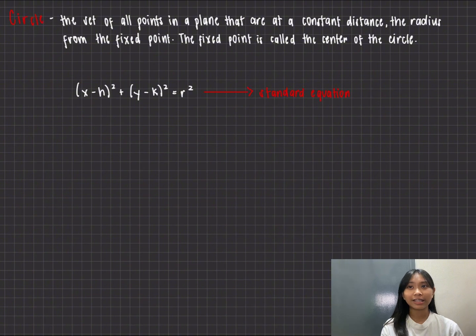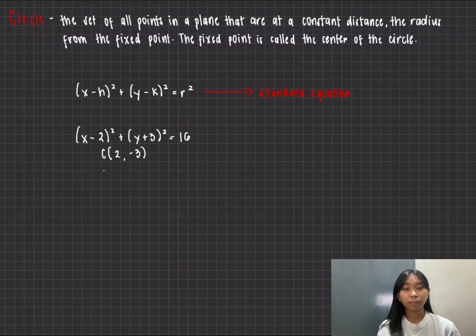Here we have an example. Let's identify the center and the radius. x minus 2 quantity squared plus y plus 3 quantity squared is equal to 16. As I have said earlier, our center is (h, k). In our equation, h is positive 2 and k is negative 3. Then the square root of 16 gives us positive 4.